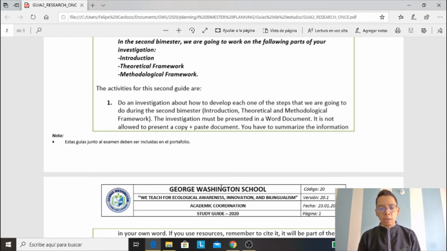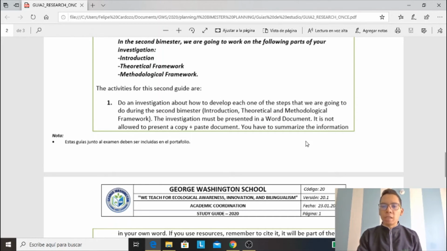Chicos, es súper importante. La investigación que ustedes van a hacer no es solamente buscar la información, copiar y pegar. La idea de esta investigación es que ustedes en sus palabras me expliquen qué es una introducción, qué es un marco teórico y qué es un marco metodológico. Si logran tal vez hacer el ejemplo con sus propias fuentes del tema que ustedes manejan, sería genial, ¿ok?